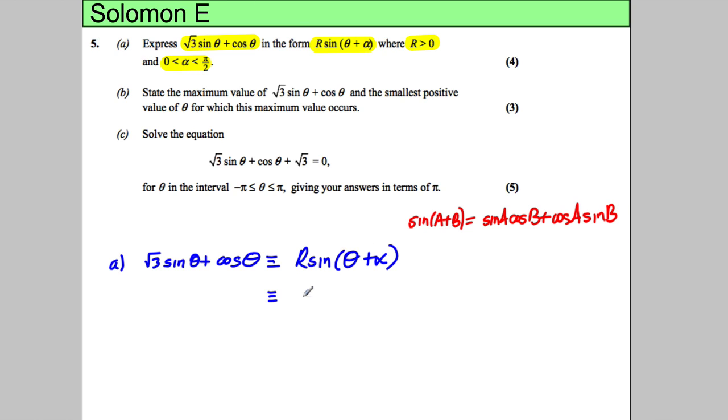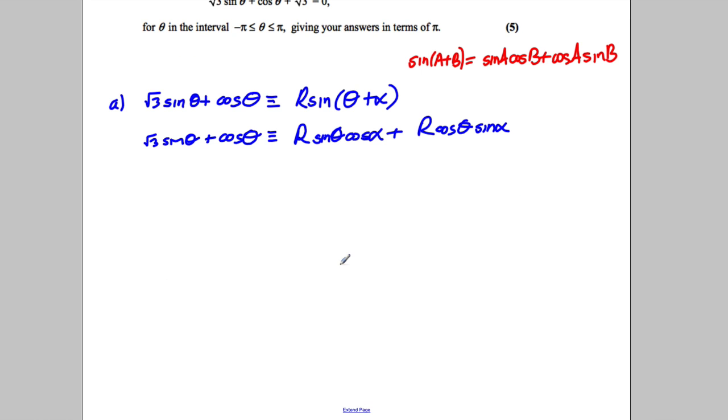So if you were to expand this, with your A being theta and your B being alpha, you would get r sine theta cosine alpha plus r cosine theta sine alpha. Now this is equivalent to root 3 sine theta plus cosine theta. Now having done that, we can deduce two things.